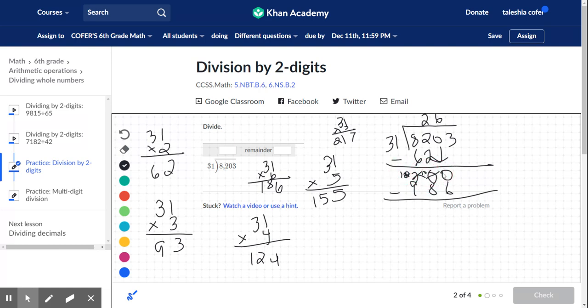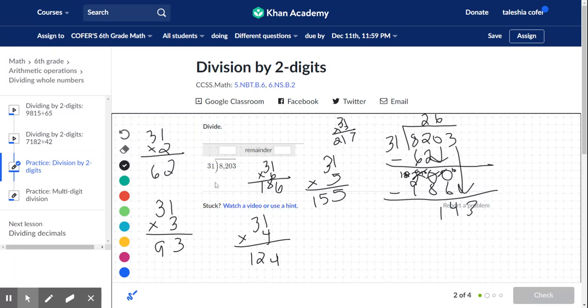Now that this is 10, I can borrow 1 from my neighbor, which will make it a 9, and this becomes a 10. 10 minus 6 gives me 4. 9 minus 8 gives me 1, and 1 minus 1 was nothing. I can now bring down my 3. How many times can 31 go into 143?